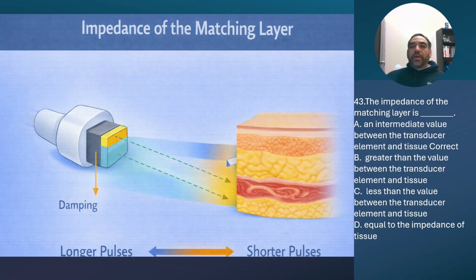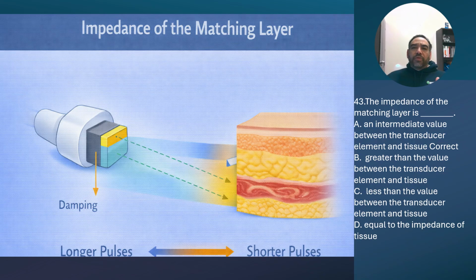And let's think about it like this. Remember the big mismatch: the piezoelectric crystal being 30 megarayls and soft tissue being about 1.5 megarayls, about a 20 times difference in impedance. If we put them directly together, most of the sound reflects. So what do we do? We insert a matching layer whose impedance is in between the crystal and the tissue.